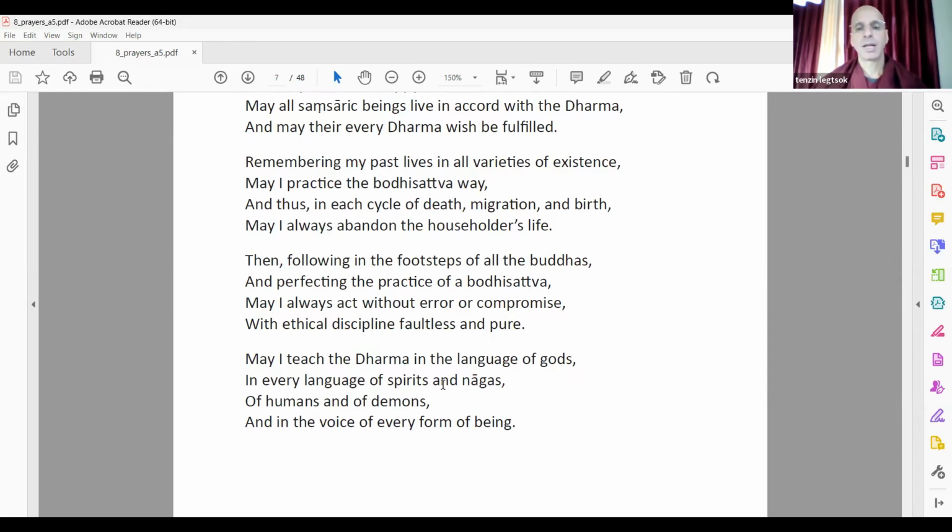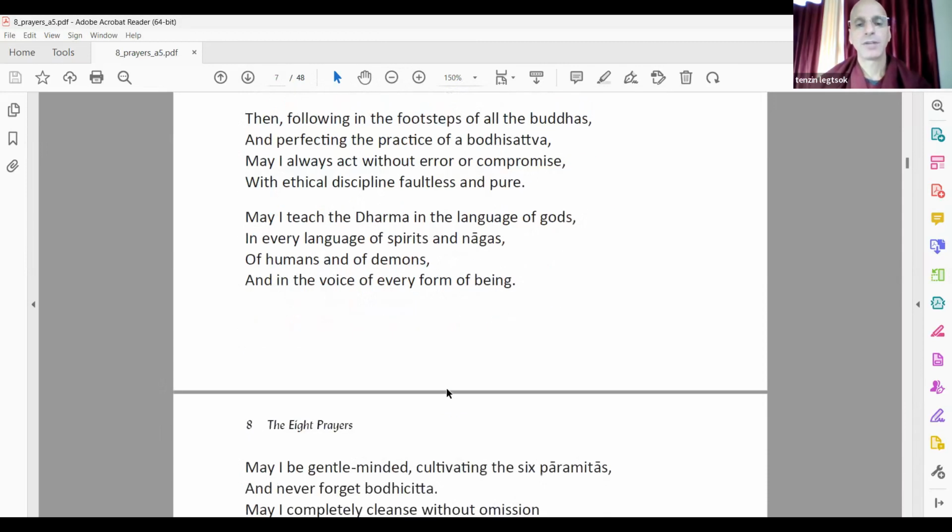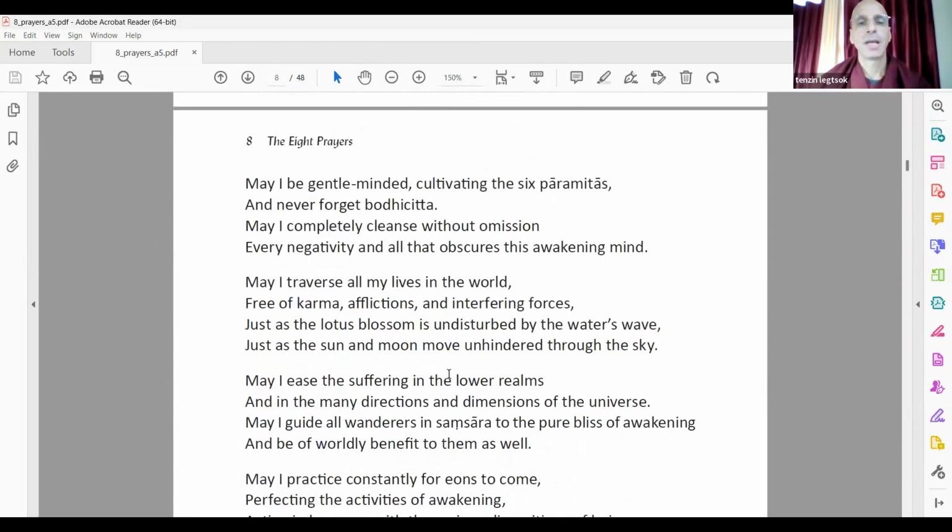May I teach the Dharma in the language of gods and every language of spirits and nagas, of humans and of demons, and in the voice of every form of being. May I be gentle-minded, cultivating the 6 paramitas, and never forget bodhicitta. May I completely cleanse without omission every negativity and all that obscures this awakening mind.